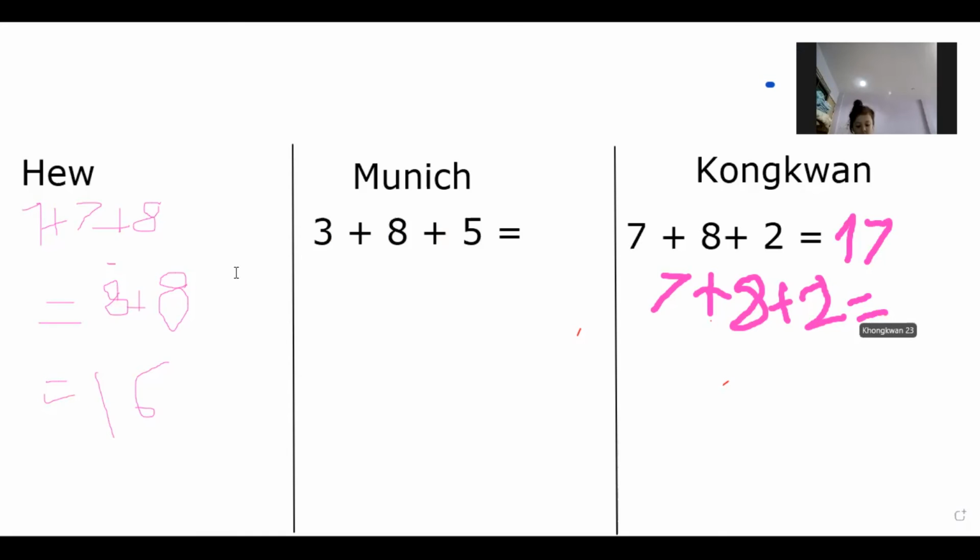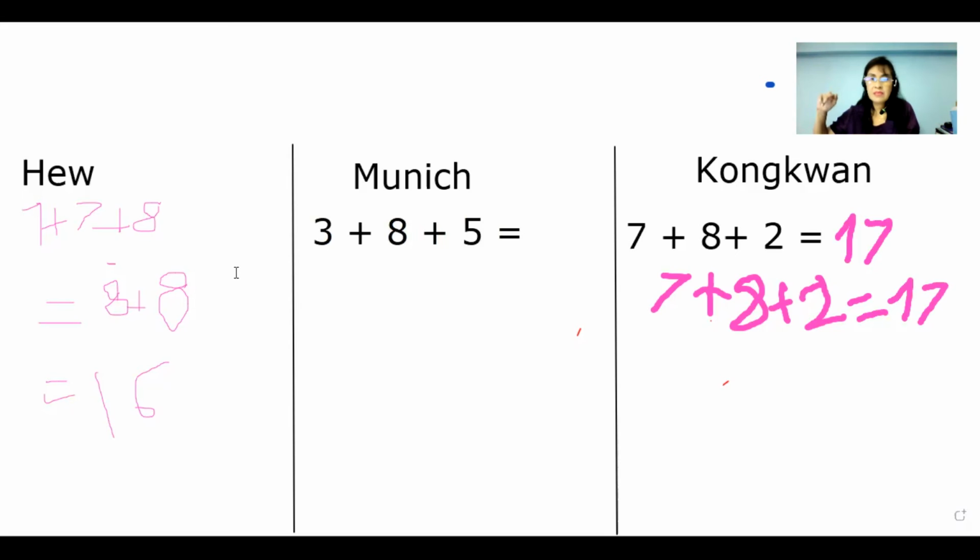Okay, now it seems like Kong Kwan, can you see the work of Ploija? She corrected you, she helped you to solve the problem. In Yu's work it should be 1 plus 7 plus 8. Okay, we have there 1 plus 7 plus 8.